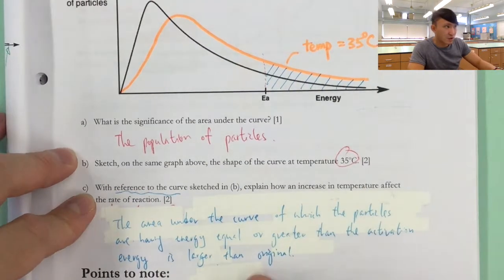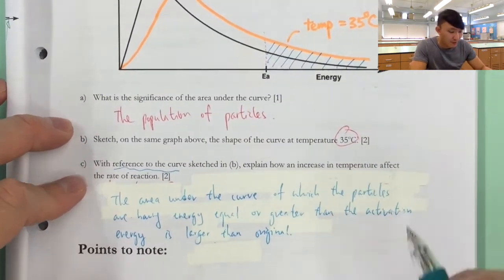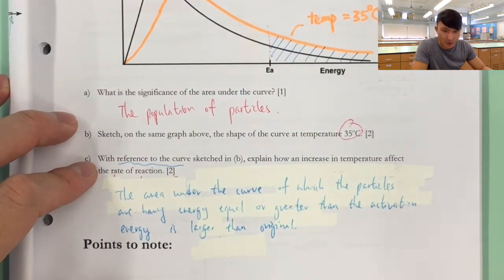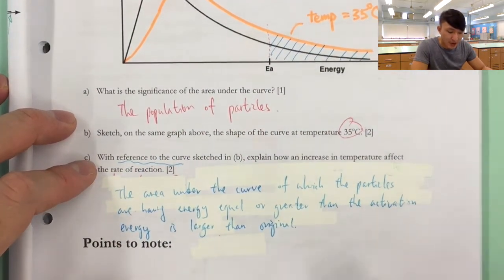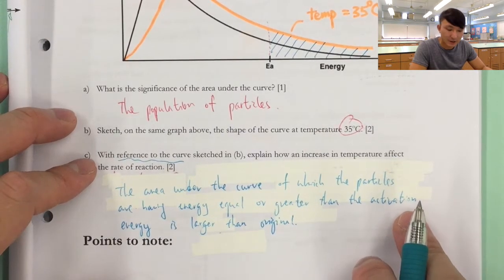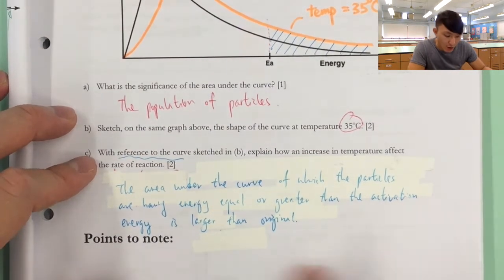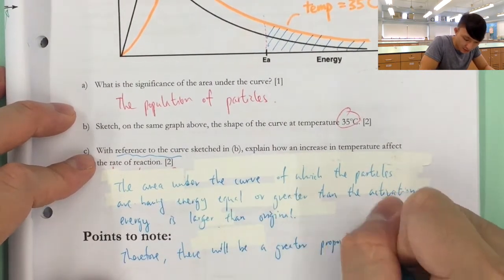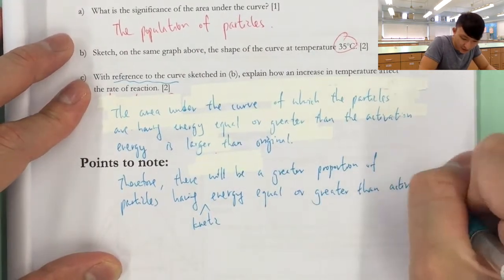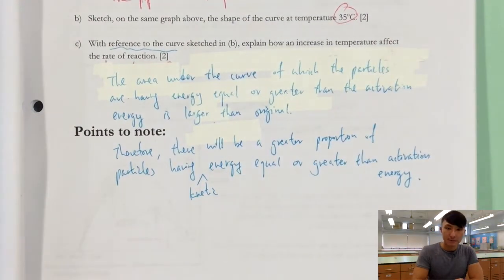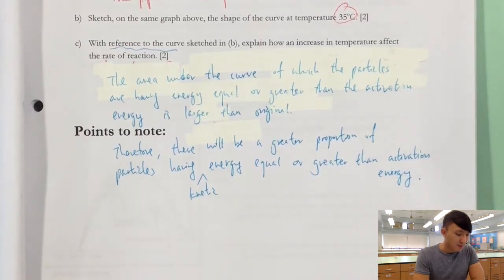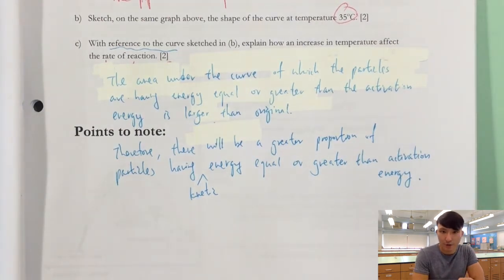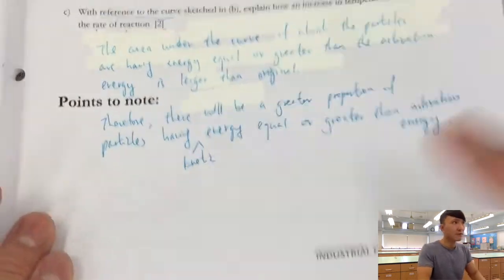So this is what we observe from the graph because they ask us to explain it with reference to the curve. So after we indicate the difference in observation, then we will explain, we will say that, therefore, okay? So this is how we explain the effect of temperature on rate of reaction using the Boltzmann distribution curve. Okay, next page.